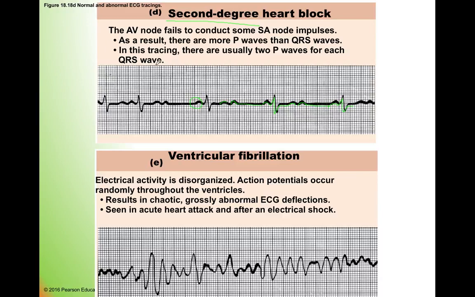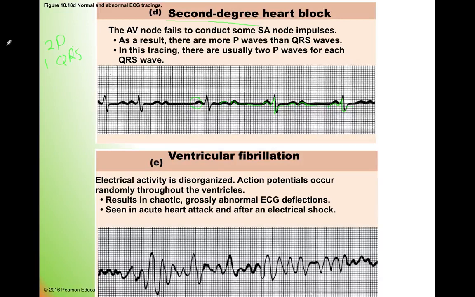So in this, I have 2 P waves for every 1 QRS complex. This means that the AV node is failing to receive the electrical impulses coming from the SA node. The SA node is creating the P wave, but that P wave is not necessarily being transmitted to the AV node to create the QRS complex. This is referred to as a second degree heart block, which we talked about as being a partial heart block. Some of the SA node impulses are passing through while the other ones are not.